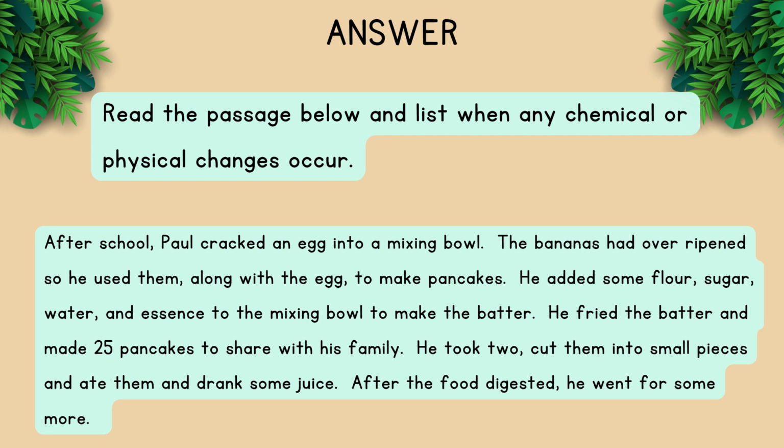After school, Paul cracked an egg into a mixing bowl. The bananas had over-ripened, so he used them along with the egg to make pancakes. He added some flour, sugar, water, and essence to the mixing bowl to make the batter. He fried the batter and made 25 pancakes to share with his family. He took 2, cut them into small pieces, and ate them and drank some juice. After the food digested, he went for some more.